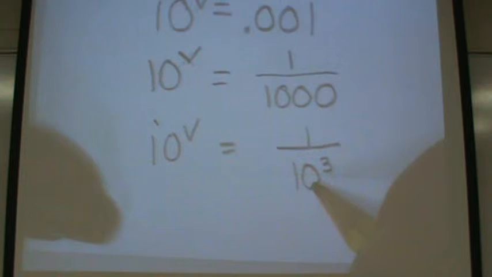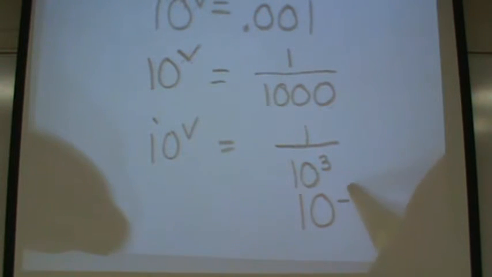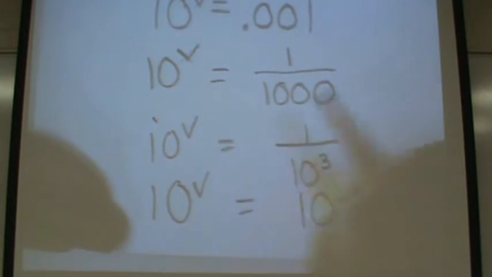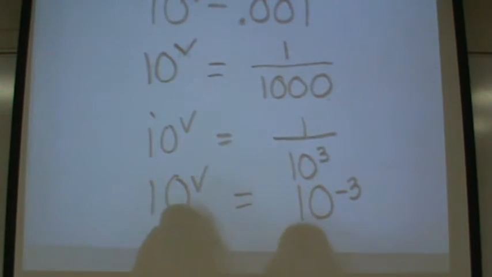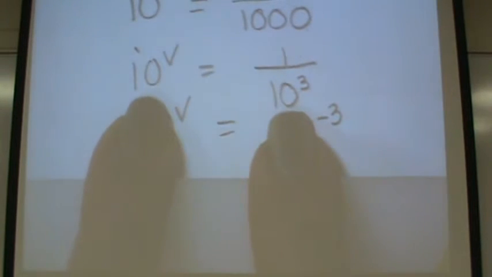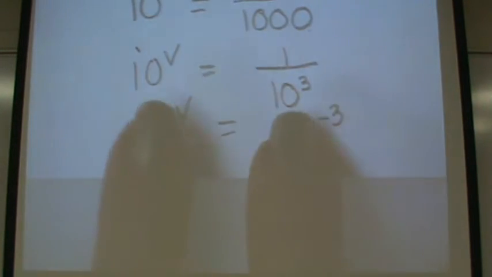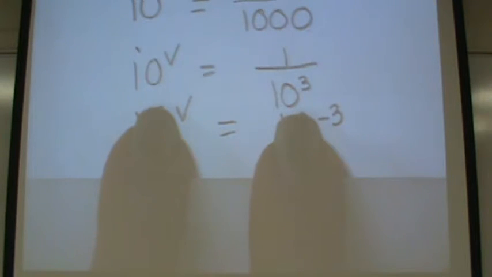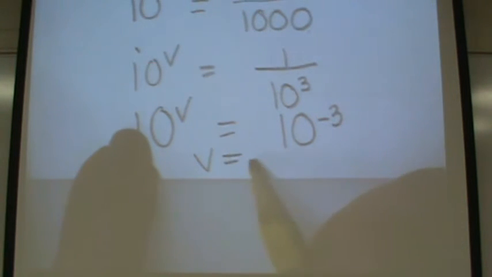Okay, now, can you bring this 10 up here? Can I use a negative exponent? Isn't 10 to the negative third power 1 over 10 cubed? So does anyone know what v is? Negative three. You got it, -3. This is that one-to-one property we're going to talk about tomorrow.